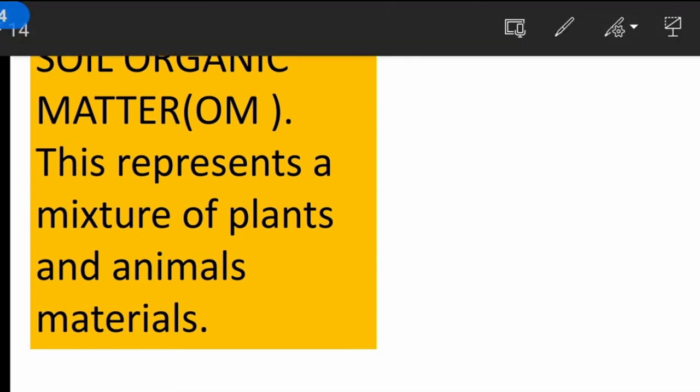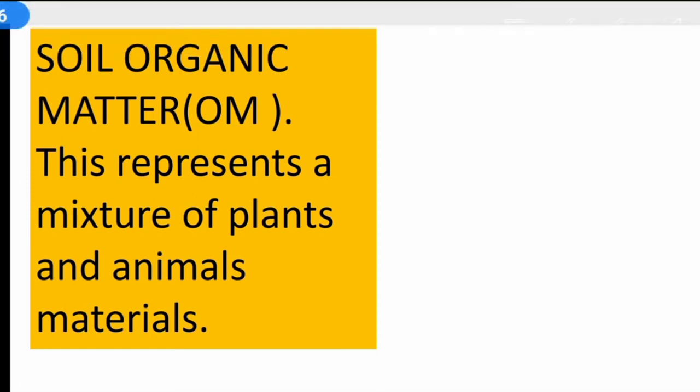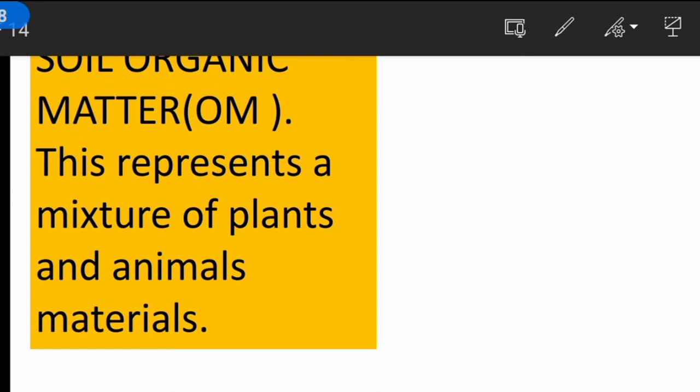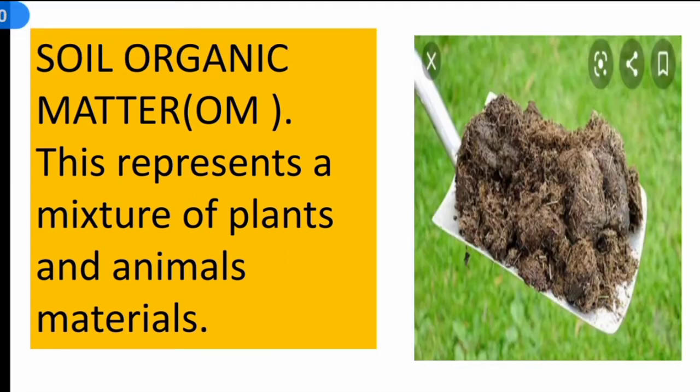So again, I'm going to show you. Here is a sample of soil organic matter, which is a waste product from farm animals. So vividly you can see here. If there's water in this organic waste, definitely you're going to see living organisms working on the decomposition of this waste product. That will increase the rate of soil nutrients.